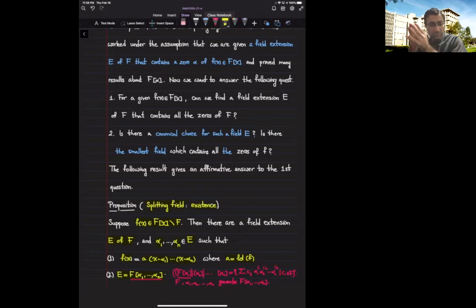Again, we want to factor f into linear factors completely. So we start with one factor at a time. And remember, we already know that F[x] is a unique factorization domain. That means we can factor f into irreducible factors. So this is how we want to proceed. We start with this f, and we write it as a product of irreducible factors, let's say f_i's, and the f_i's are irreducible over F.